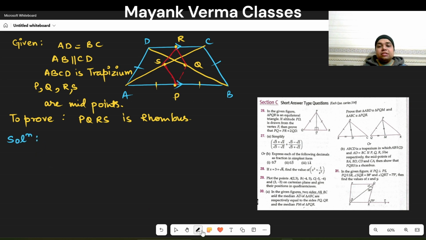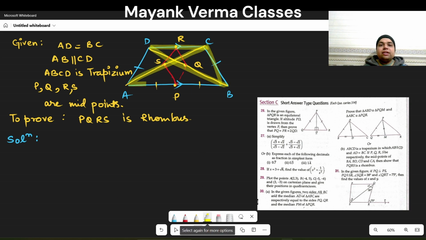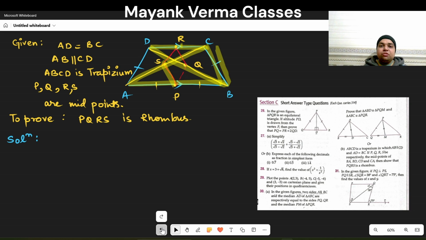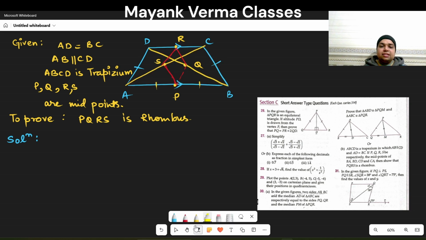So I am saying, in this triangle and in this triangle, both have the same base. So by midpoint theorem, can I say that this SP is parallel to BC and this RQ is parallel to BC? So they both are parallel as well as they are equal by using midpoint theorem. So let's do that. So we will write it down like this.